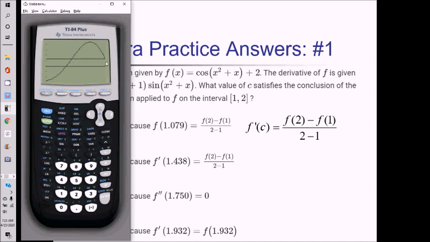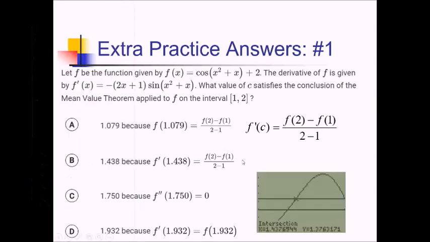Now you might notice there's this intersecting spot over here as well, but that's not going to count because the conclusion of the mean value theorem doesn't take into account endpoints. That looks like an endpoint. So let's do second trace, intersect actually, option 5. And let's just do enter, enter, enter near that intersection. And we get about 1.438 if we round that off. So that's going to be c equals about 1.438, which is going to give me choice B.